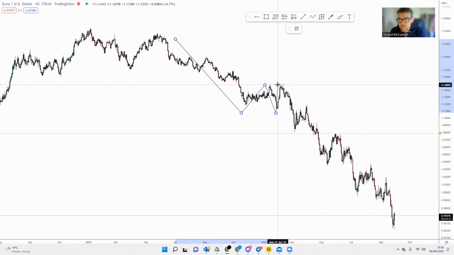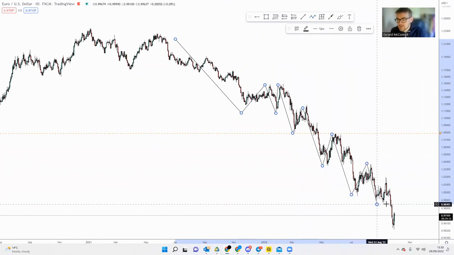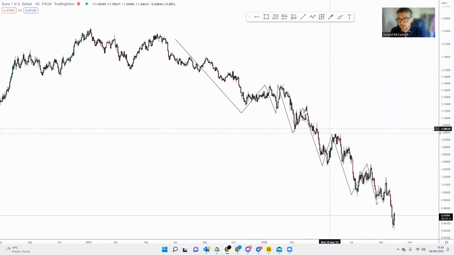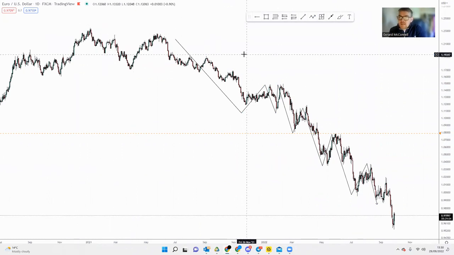Okay, got a little bit of a top here, we've made new lows, we got a little bit of a pullback, made new lows, new pullback, new lows, new pullback, new lows. So the general theme here is just broader cyclical trending price action to the downside over, as we said, nearly 12, 15, 18 months now. So we obviously have to be aware of that.